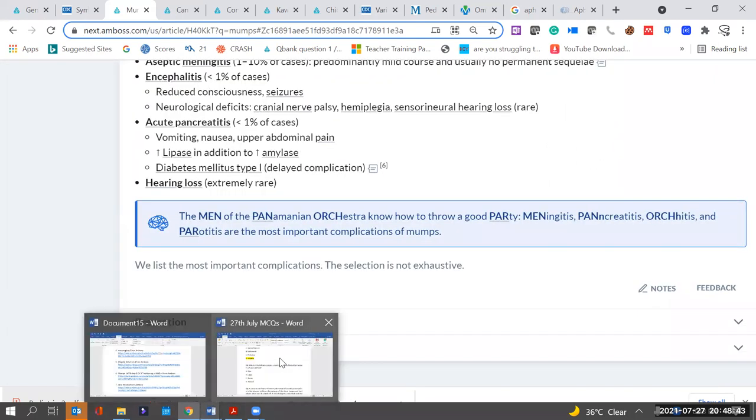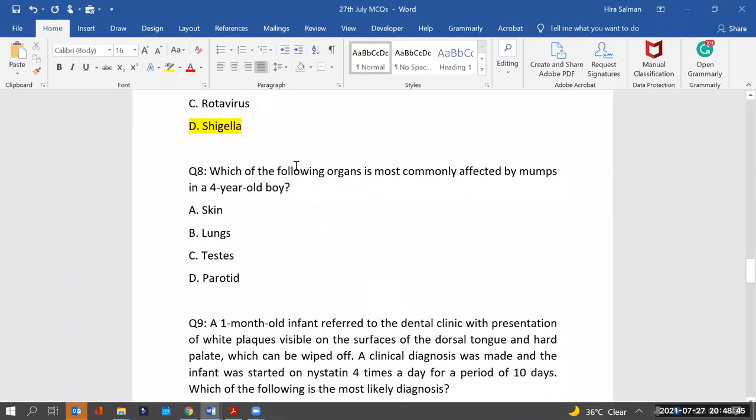So we'll go to the question. Which of the following is most commonly affected by mumps in a 4-year-old boy? Most commonly affected, of course, always starts with the parotid gland. Later on, it can go to the testes, brain, meninges and pancreas. But first of all, you will always find the parotid involved, and then testes involvement can be there.